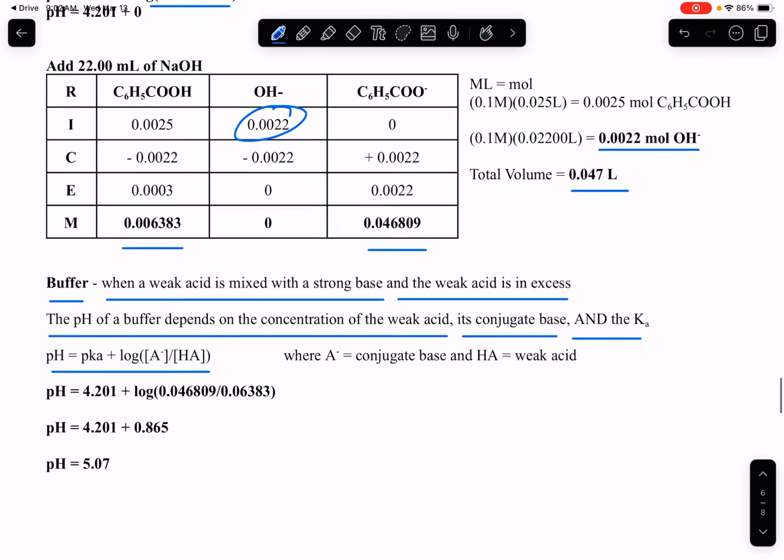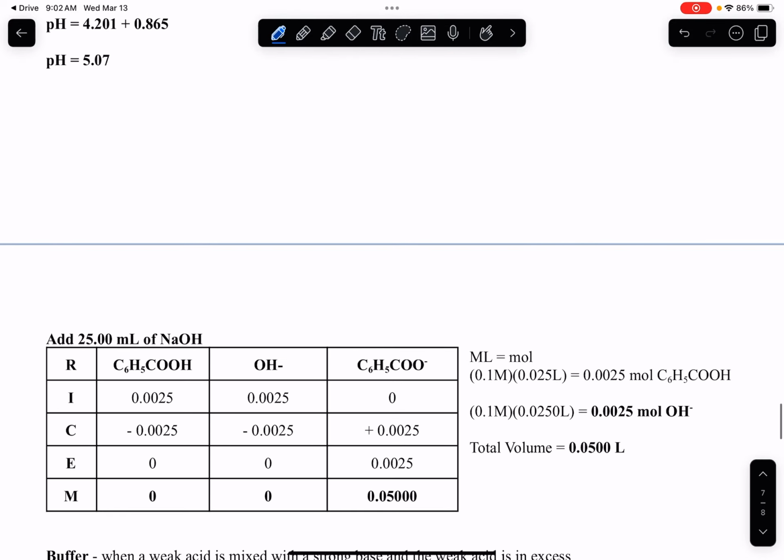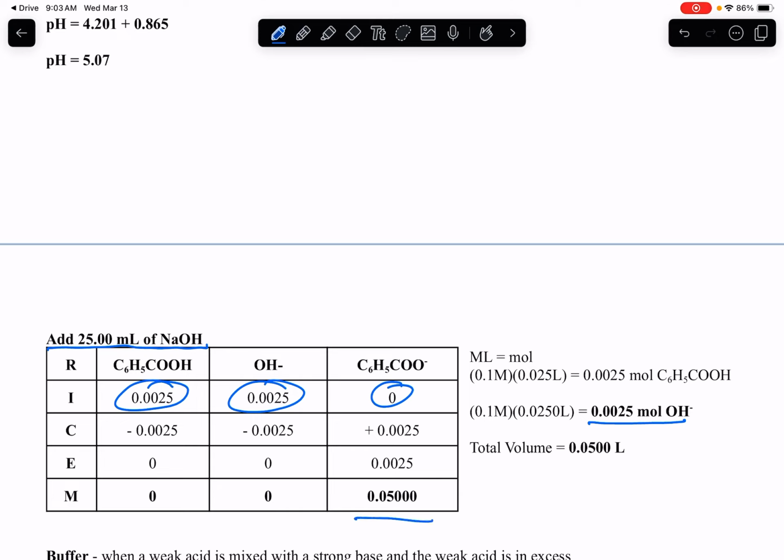I'm going to work this through because it's a little bit different in trying to solve the pH here. So we've added 25 milliliters of NaOH. We now have this amount. So we have our initial, and our initial conjugate base is 0. Both the weak acid and the strong base run out at the same time, and all we have left is conjugate base when we get to the molarity.